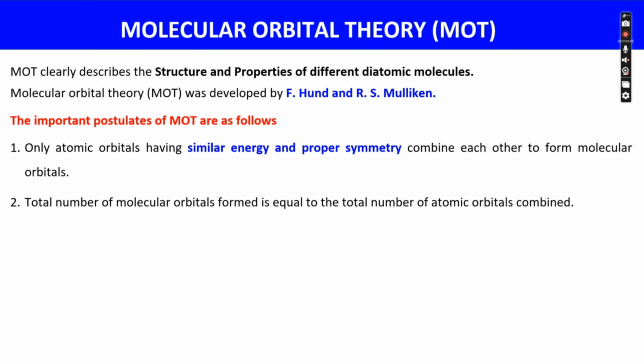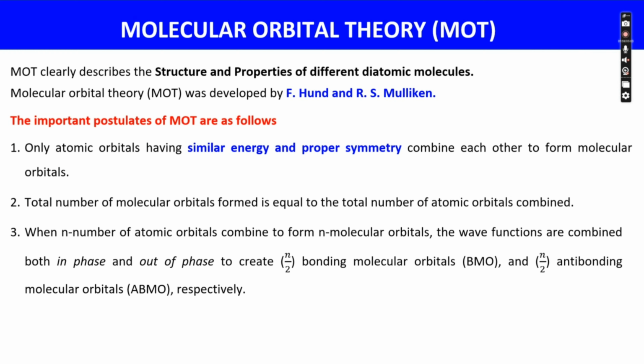Next, the second question is: molecular orbitals are forming, but how many will be formed? The total number of molecular orbitals formed is equal to the total number of atomic orbitals combined. That means there is no wastage of atomic orbitals. For example, if 10 atomic orbitals are combining with each other, 10 molecular orbitals can be expected.